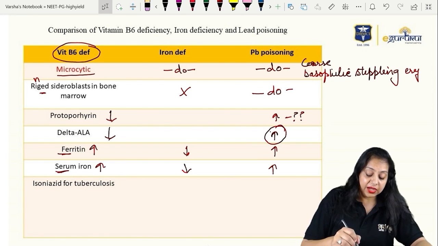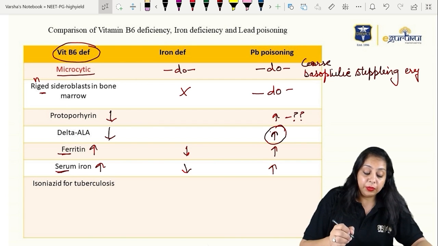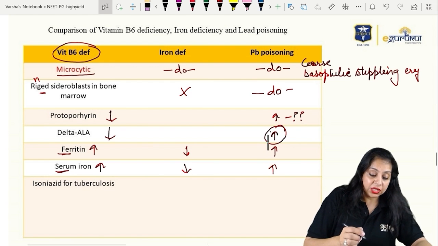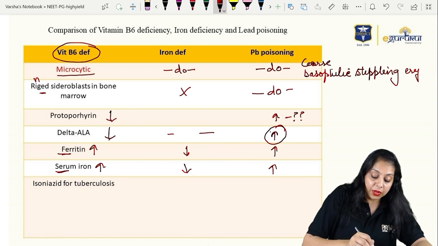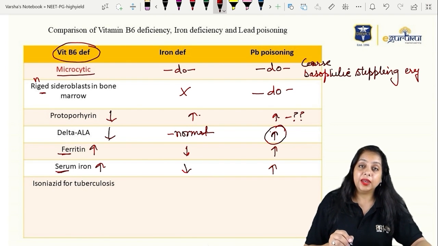But serum ferritin and iron will be up. There will be microcytic anemia. There will be ring sideroblasts in the bone marrow. What about iron deficiency? In iron deficiency, delta ALA will be normal, whereas the protoporphyrin levels will be up.